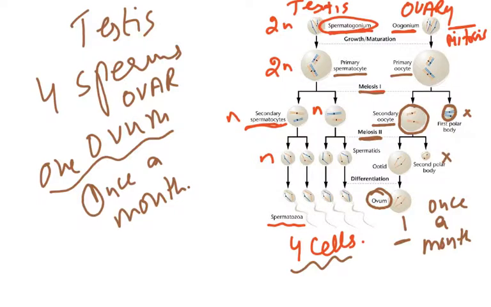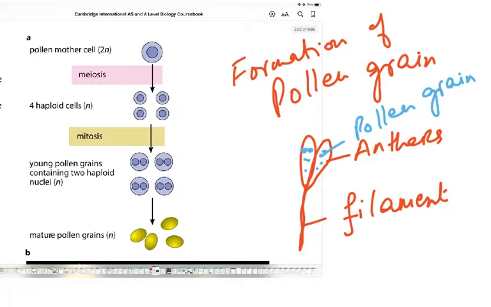Now we have to study how this happens in plants. Now what we need to study is the formation of pollen grains, and if you look at the syllabus, you have to understand how gametes are being formed. The pollen grains are the male gametes. So inside the anthers you have the diploid pollen mother cell, and this is going to divide by meiosis. So meiosis 1 is going to take place and meiosis 2 is going to take place, and we're going to have 4 haploid cells. So now these are all haploid. 4 haploid cells have been formed.